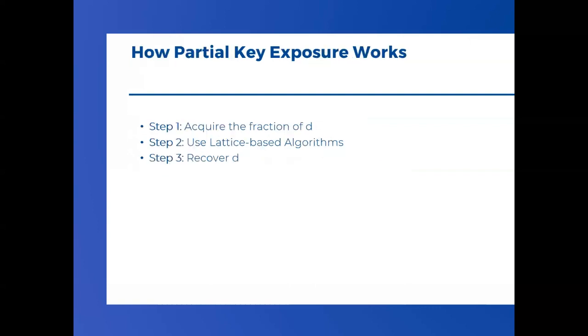To further clarify, let's break down the partial key exposure attack into its components. The first step involves obtaining a known portion of the private key, referred to as fraction d. The second step calls for the use of lattice-based algorithms to compute the potential private key candidates. Finally, the third step allows the attacker to conclude and recover the full private key d, thus compromising the RSA encryption.